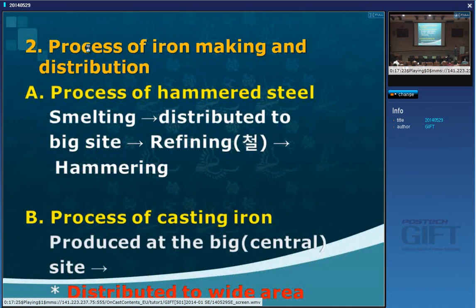Formerly, I explained this procedure: the smelting, and distributing the raw material to big sites, and the refining and hammering in one direction. The other direction is the casting iron produced here. The sites that produce casting iron are at much bigger settlements, central places, or in castles. And after casting, they distributed the cast iron tools to a wide area.